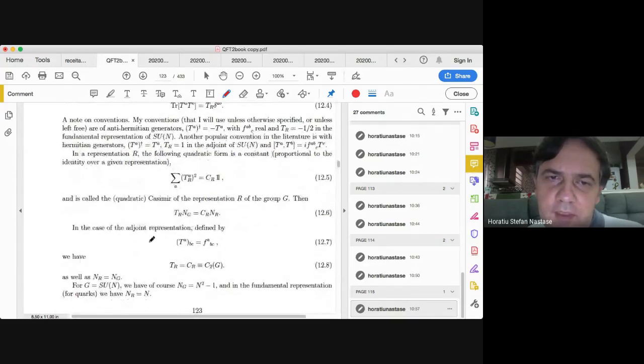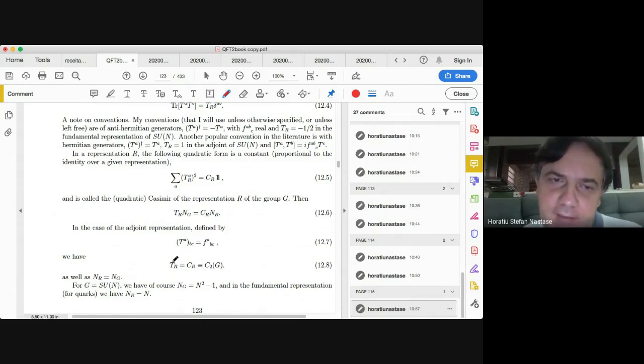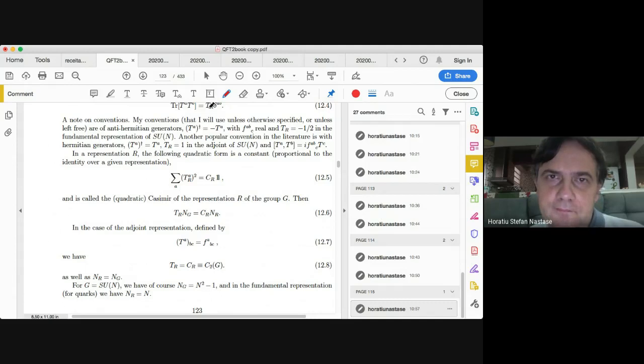All right, in the adjoint representation, by definition, the generators T_A, with indices BC, are equal to f_ABC, these structure constants. That's the definition of the adjoint representation. In that case, it means that T_R, the trace of T_A T_B, is equal to C_R, the quadratic Casimir. And we also have, by definition, since we are in the adjoint representation, that the number N_G, which is the number of generators, is equal to the dimension of the representation.